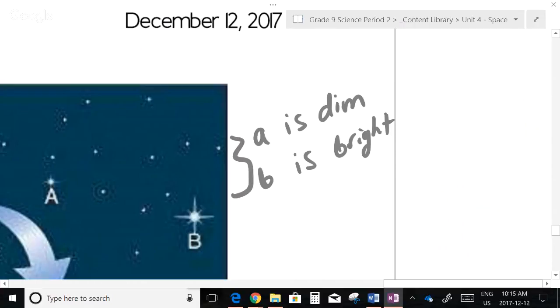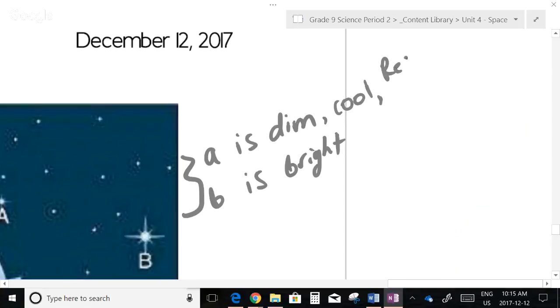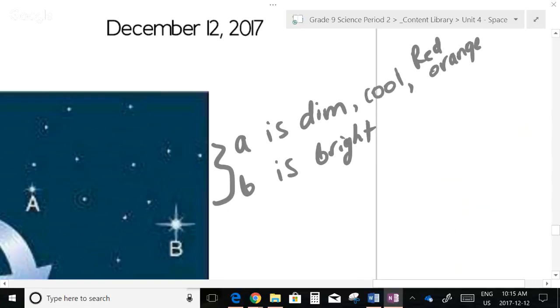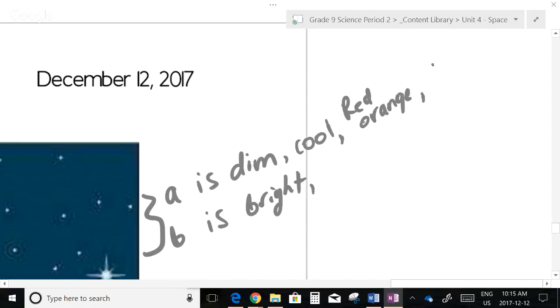What could you tell me about these stars? What must be true about A? Good. So A is dim. It's cool. What would its color be like? Yeah, it's probably red or orange. And what could you tell me about B? Yeah, so it's dim, bright, it's big. I'll actually put that. This would be on the small side. And this one here is bright. It's big.